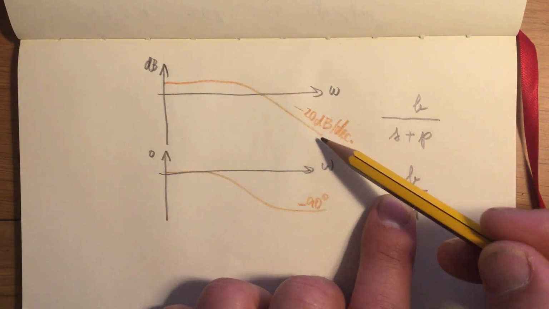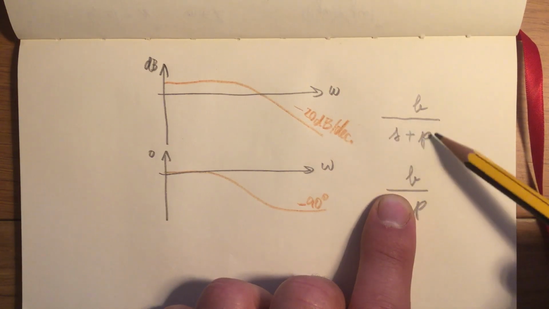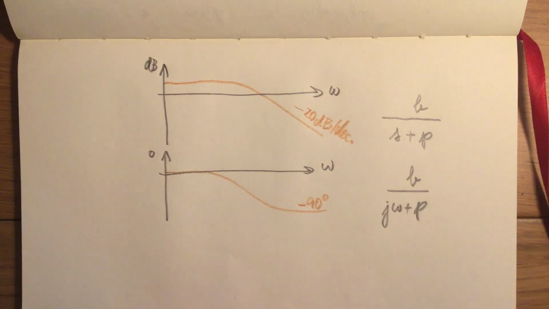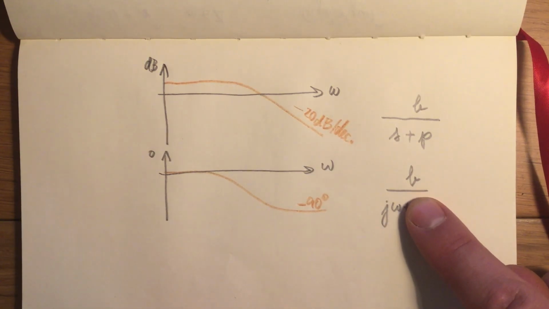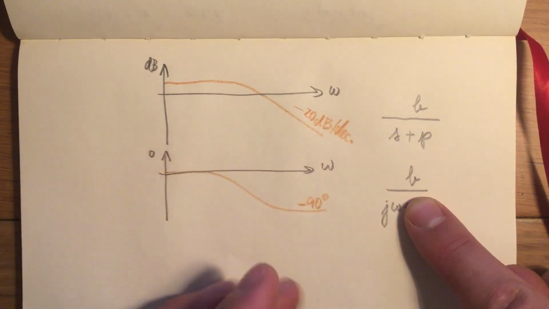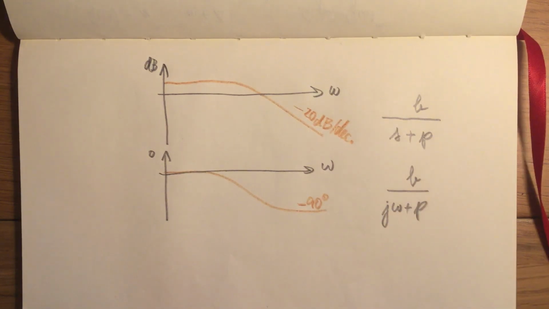Here we have a slope of minus 20 decibel per decade. This tells me that there is one pole. Indeed, at high frequencies, when ω becomes very large, this is negligible. We'll just have B over jω. This is the behavior of one pole, which corresponds to minus 90 degrees.